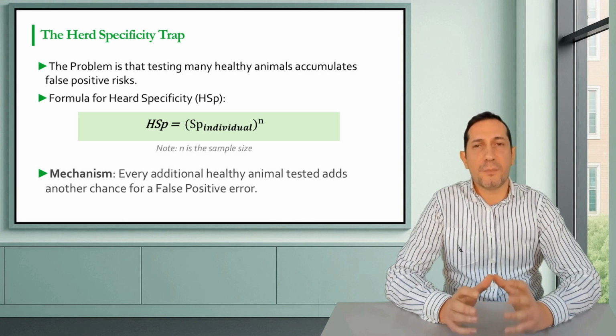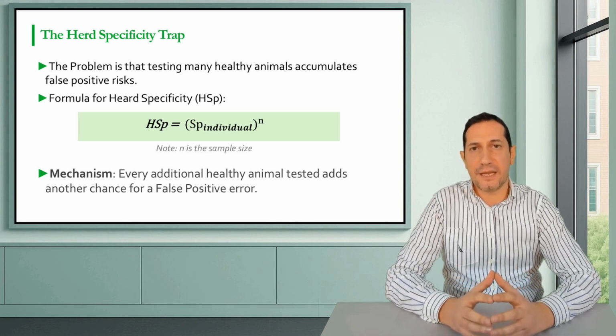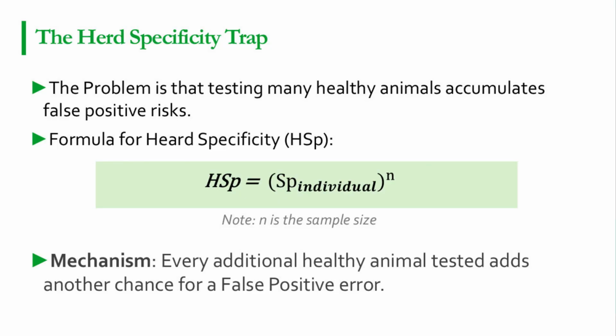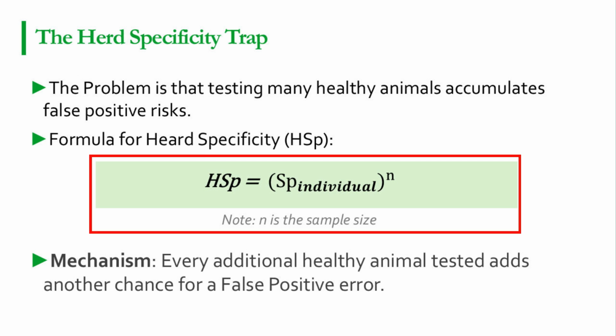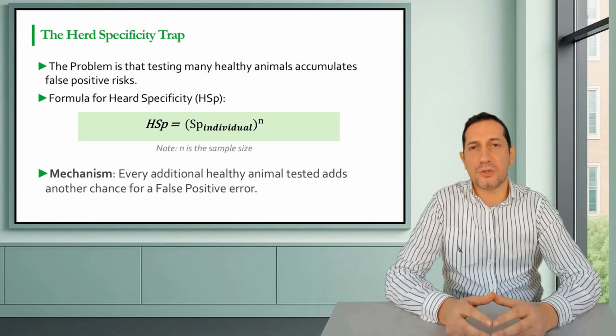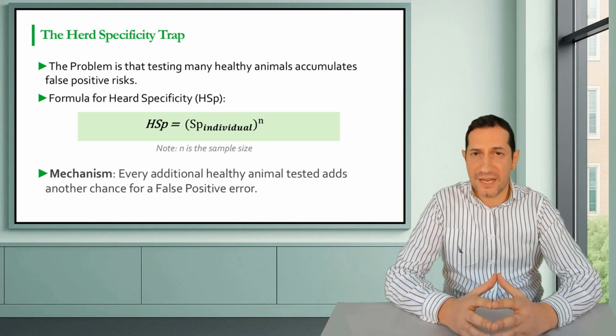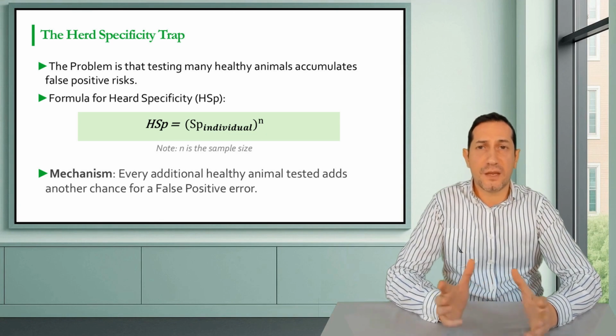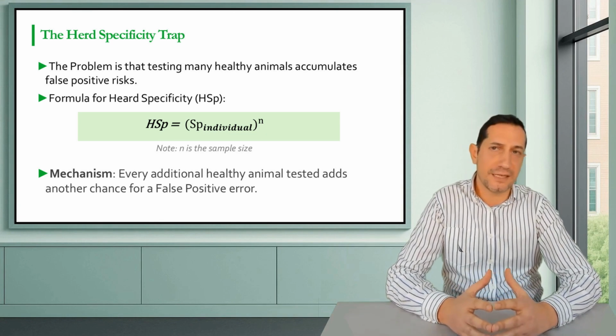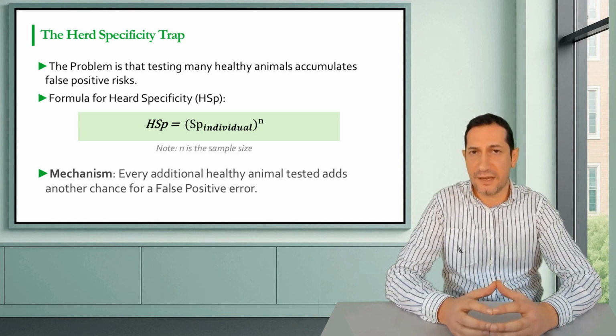It is built from repeated multiplication of the same individual probability. At the animal level, specificity is the probability that one healthy animal tests negative. If you test multiple animals and assume the test results are independent, then the probability that all tested animals are negative is the animal-level specificity multiplied by itself once for each animal tested. So herd specificity equals animal-level specificity raised to the number of animals tested, because a herd is only called truly negative if every tested animal returns a negative result.